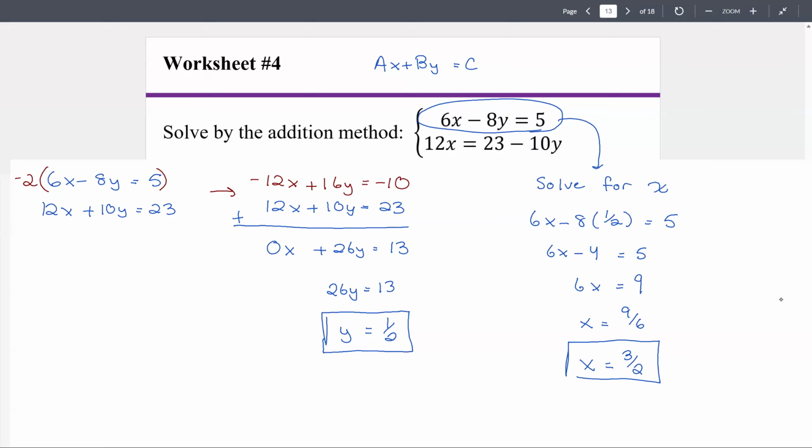And this is one, like I said, I had already checked this one. So my solution to the system of equations is going to be x first, which is 3/2, and y is 1/2.